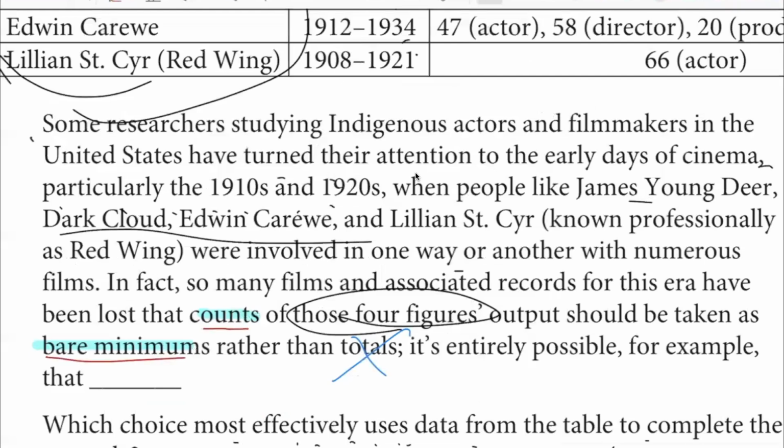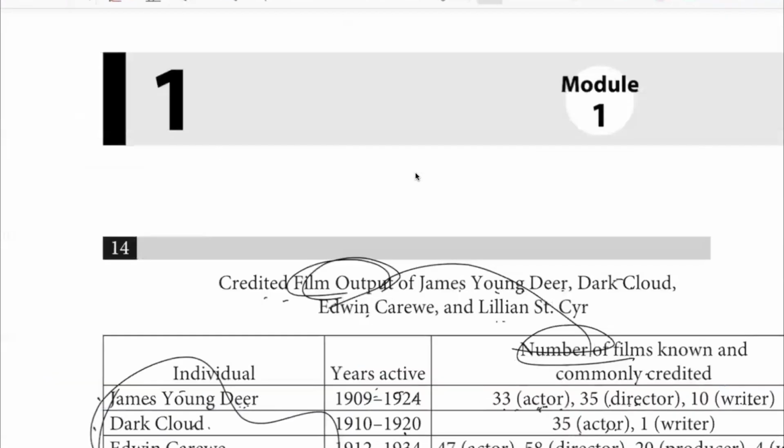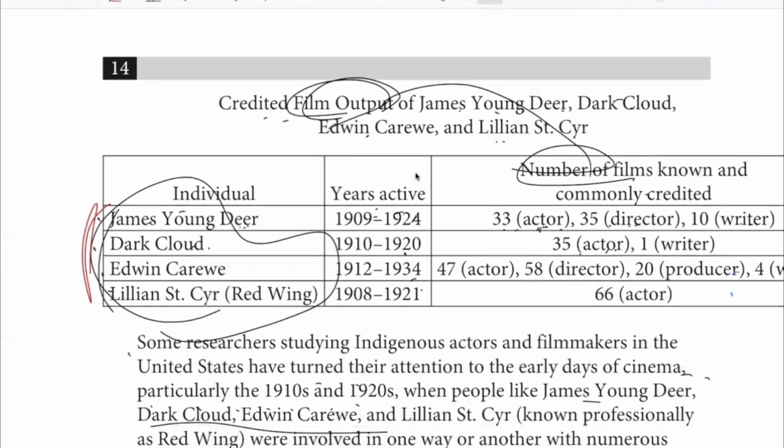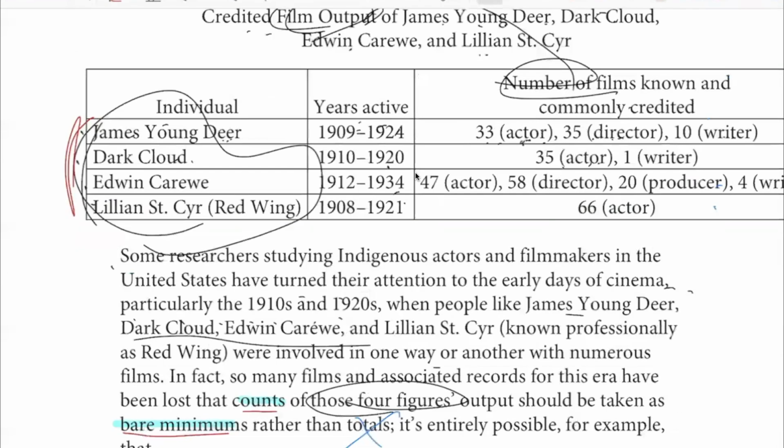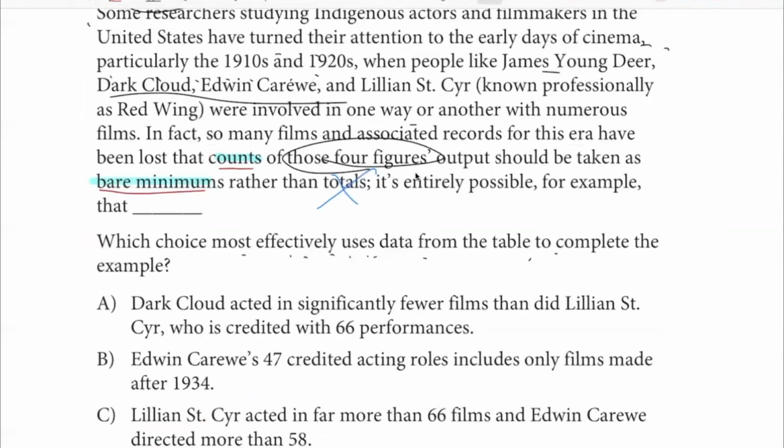I need something that shows that the count should be taken as bare minimums, meaning I need an answer choice that's phrased in a way that shows that there was a lot more that this given individual, one of these given individuals, was more prolific, produced more output. So I need something to do with more. I don't want fewer.